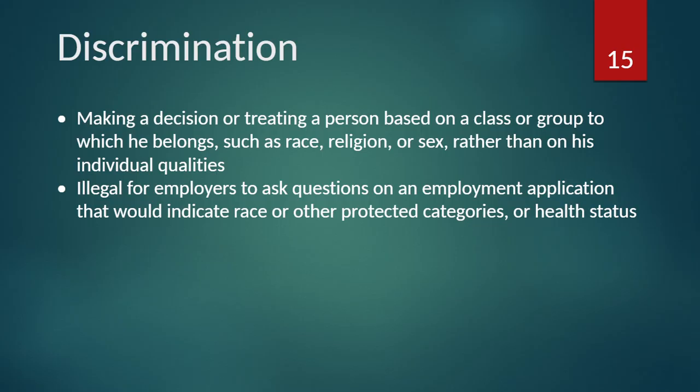In the workplace, discrimination is prohibited under laws such as the Civil Rights Act, the Americans with Disabilities Act, ADA, and the Age Discrimination in Employment Act, ADEA. Because of these laws, it is illegal for employers to ask questions on employment applications that reveal protected characteristics. For example, an employer cannot ask about race, ethnicity, marital status, disability, pregnancy, religion, or health conditions. These types of questions can influence hiring decisions unfairly and are strictly prohibited.